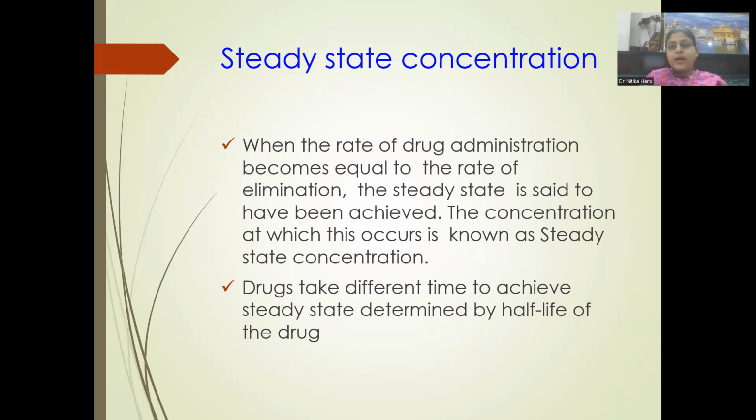When the rate of drug administration becomes equal to the rate of elimination, the steady state is said to have been achieved. What is steady state concentration? It is when the rate of drug administration is equal to the rate of elimination. And the steady state is reached after 4 to 5 half-lives. It is determined by the half-life of the drug.